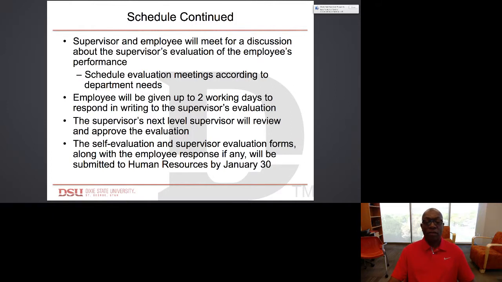Employee will be given up to 2 working days to respond in writing to the supervisor's evaluation. The supervisor's next level supervisor will review and approve the evaluation. The self-evaluation and the supervisor's evaluation forms, along with the employee response, if any, will be submitted to the Human Resources Office by January 30th.